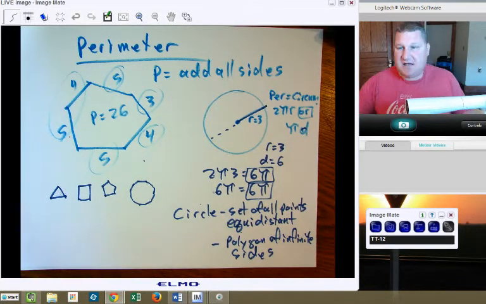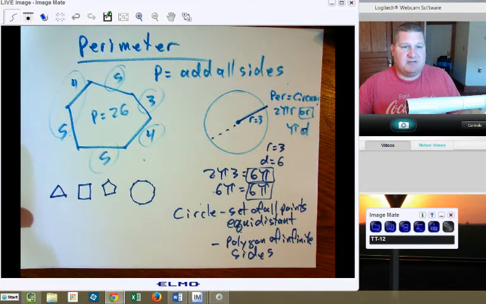So, some polygon two-dimensional figure operations, and now we're ready for one of Mr. Moore's favorite things, the polygon family tree.